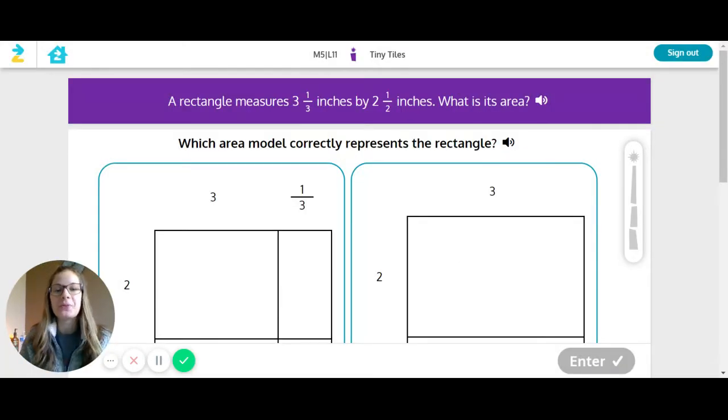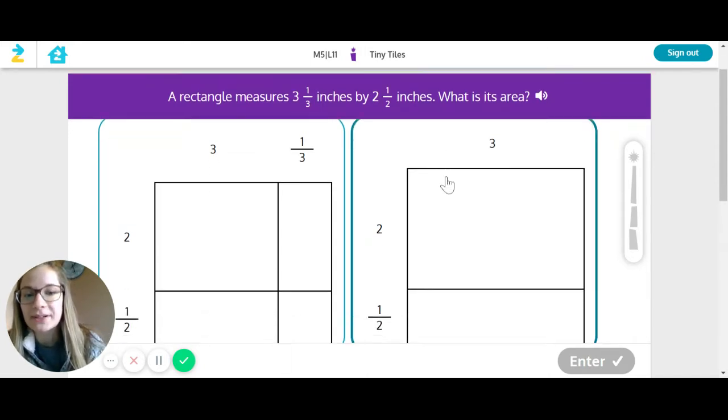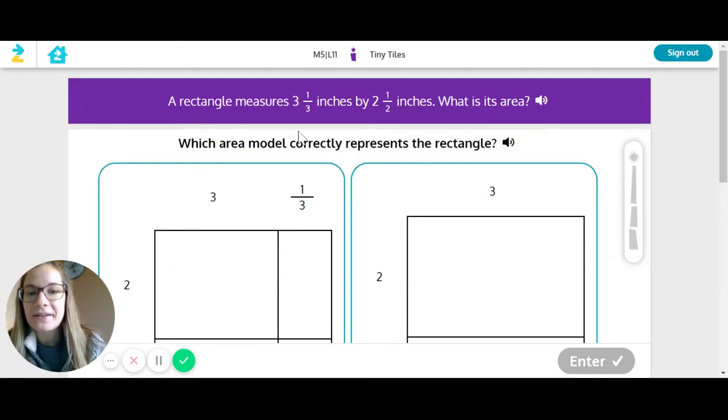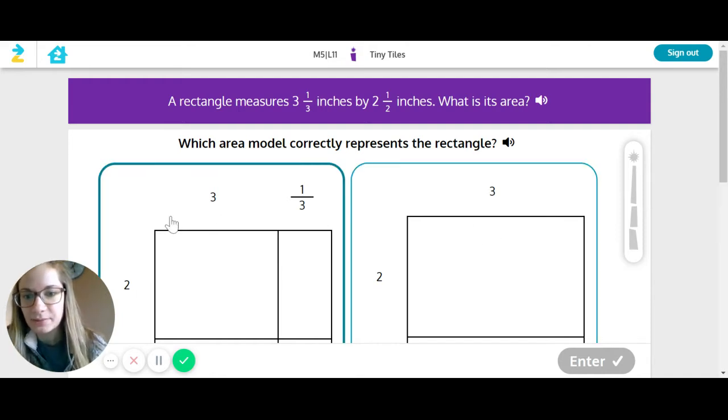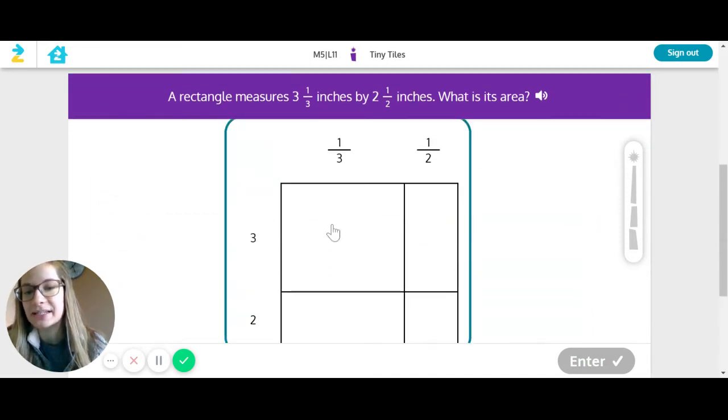All right, here we go. So we are working with area, and we need to figure out what model represents these two dimensions. When we have a whole number and a fraction, that matches one side. So I'm already looking at this one right off the bat. I have 3 1/3, not just 3, so I cannot use that one. Let's check this one. This has 3 1/3, good. And this has 2 1/2, perfect. I don't even need to check this one because they switched the whole numbers and fractions.